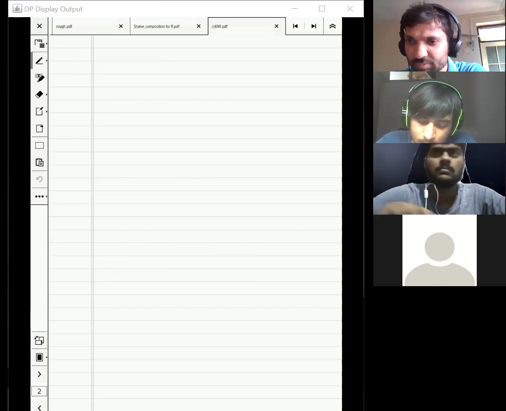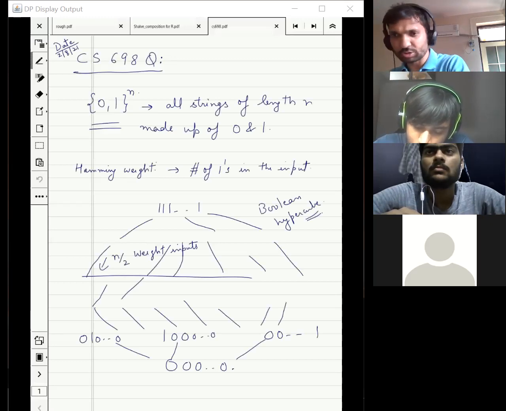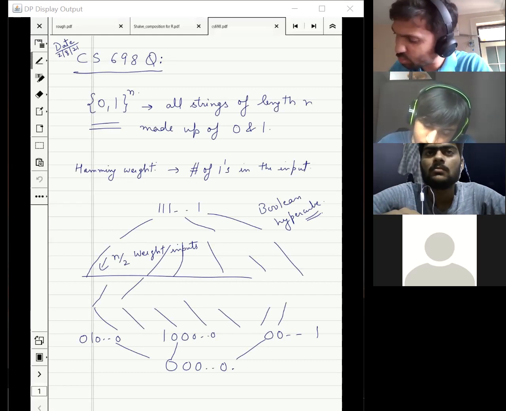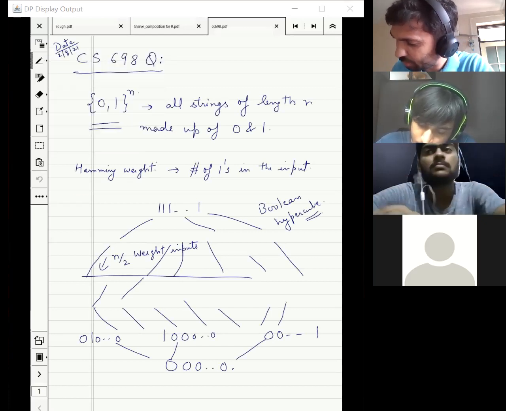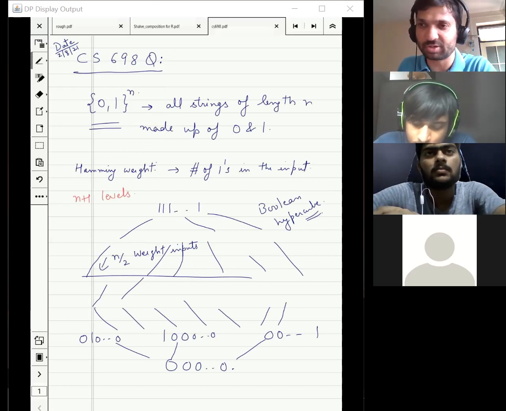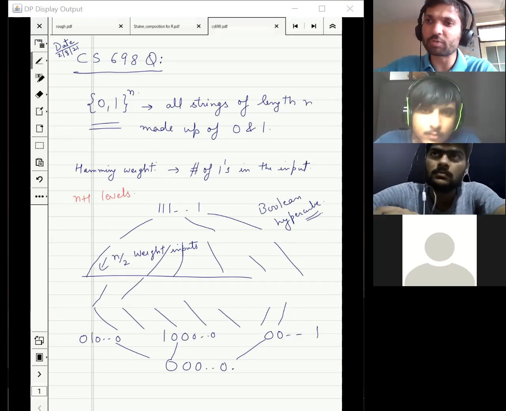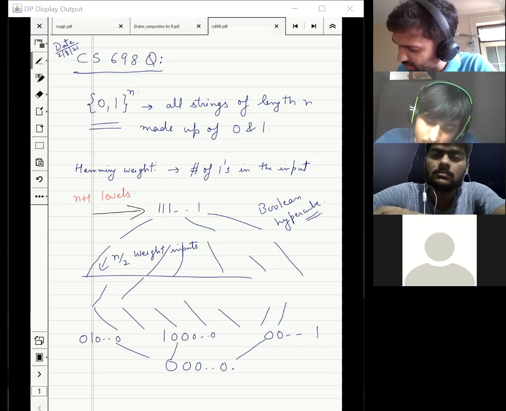Sir, I do not understand the construction of that hypercube. Could you please once repeat it? Sure. So you have all strings of length n, right? What I'm doing is dividing those strings into n plus 1 levels, depending on how many ones are there in that string. So the number of ones can be 0, 1, 2, and up to n. So there are n plus 1 choices. Each of them is giving rise to one level.